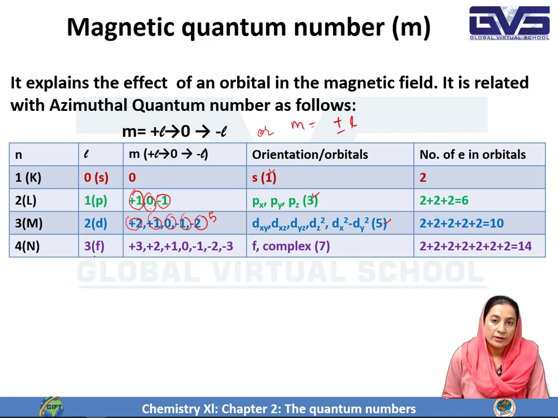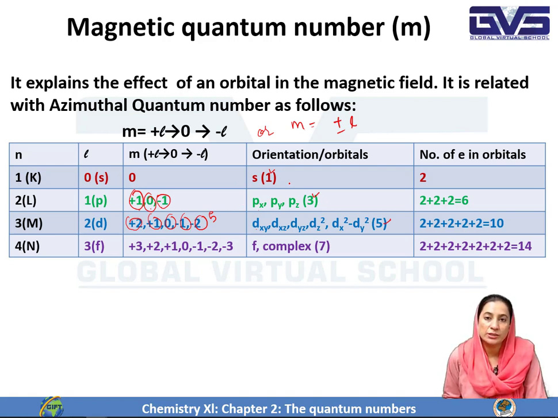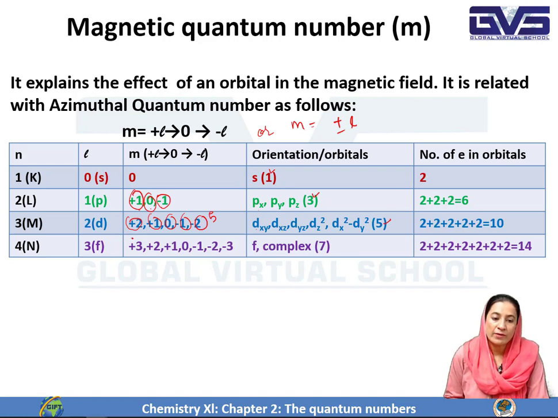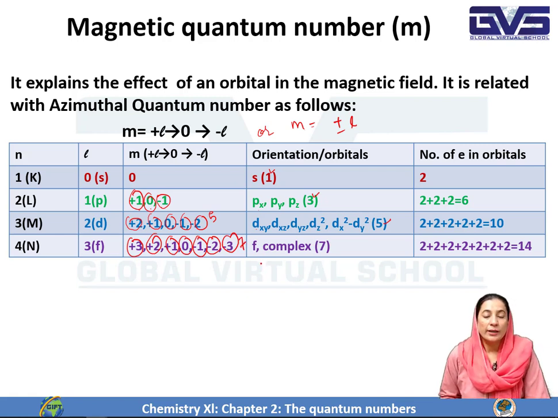Similarly for F, when the value of L is 3, m will be plus minus 3, and if we expand plus minus 3, then plus 3, plus 2, plus 1, 0, minus 1, minus 2, then minus 3. So these are a total of 7 orientations: 1, 2, 3, 4, 5, 6 and 7. It means the F subshell has 7 orbitals.